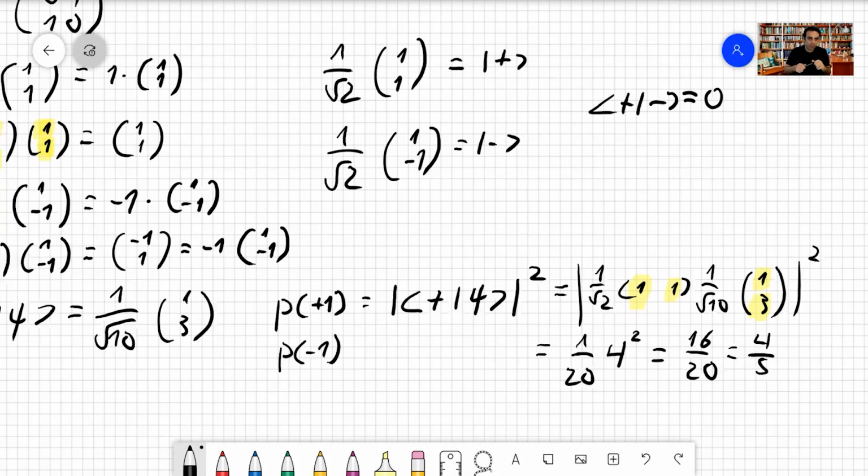What is the probability to measure minus 1? Good, it's 1/5 or 20%. I didn't really have to do any calculation because I know the probabilities have to sum to 1, but I'll leave you with it: do the calculation and make sure that it does equal 1/5.